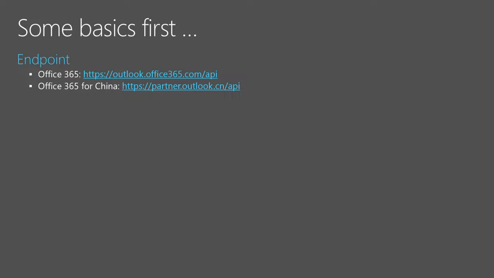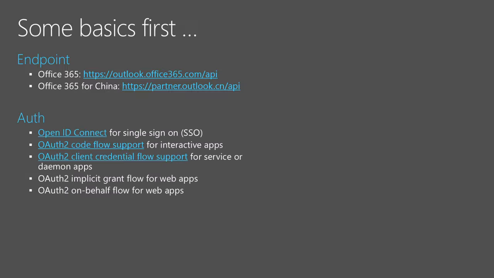So as I said, first some basics. There are two endpoints which are available today. One is for Office 365 worldwide, and for China we run a dedicated Office 365 instance which is completely isolated, and for that there's a separate endpoint. And the auth, like I said, has different types of OAuth flows. OpenID Connect is basically the industry standard way an app can achieve single sign-on and get basic user profile information. So for example, it can display the user's name.